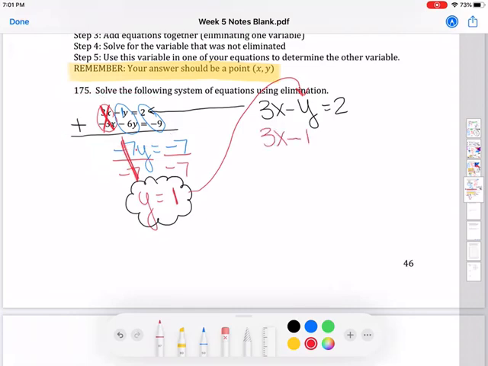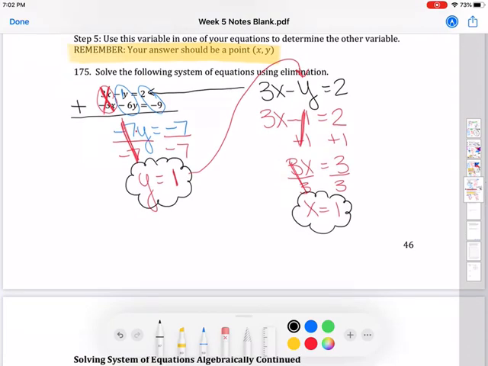So my 3x comes down. In place of y, I plug in a 1, and that's equal to 2. And now this is very easily solvable. To get x by itself, you get rid of what's being added or subtracted first. So undoing minus 1, I'm going to add 1 to both sides. So I get that 3x is equal to 3. And then to get rid of that 3 that's being multiplied to the x, I divide both sides by 3, and I get that x is also equal to 1.